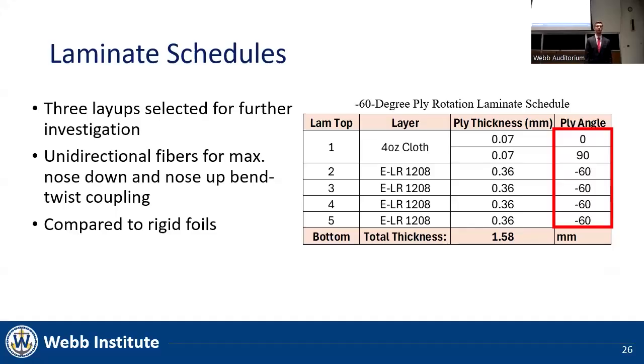A layup featuring negative 60-degree unidirectional fibers was chosen, as the negative 60-degree ply angle developed the greatest tip end upward twist. These foils were then compared to a foil producing an elliptical lift distribution and one producing a bell-shaped lift distribution.